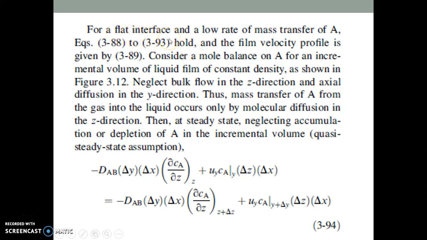For a flat interface and a low rate of mass transfer of A, which refers to these two equations, the flow velocity profile is given by the previous equation, which is 3.89. We consider a mole balance of A for the incremental volume of liquid film with constant density as shown in the figure previously. By neglecting the bulk flow in the Z direction and axial diffusion in the Y direction, we can conclude that the mass transfer of A from gas into liquid occurs only by molecular diffusion, and we can make the assumption to be like this equation.